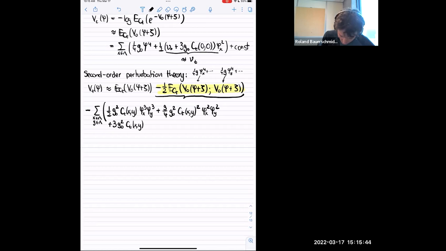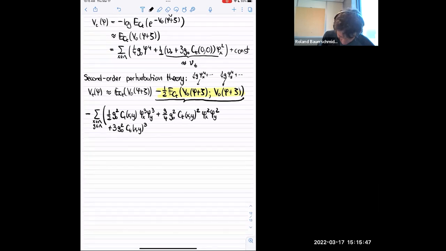X, y cubed, phi x, phi y. Then there's, so these are all the terms that appear from the g naught terms here, but then there is also the new naught terms and the cross terms. And so what are the cross terms? So let me first write down the cross terms. So that's 1/2 g naught, new naught.